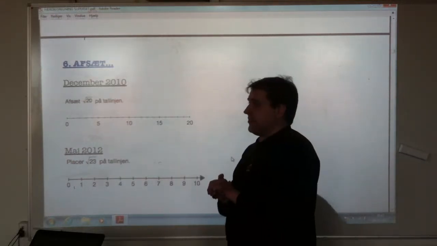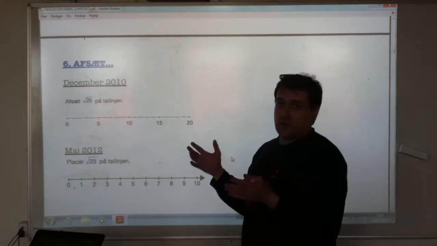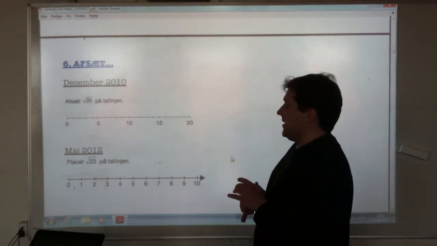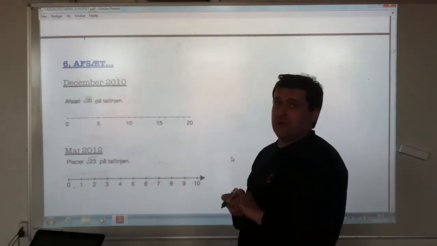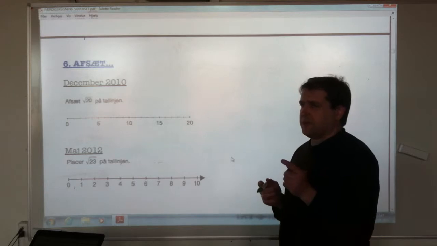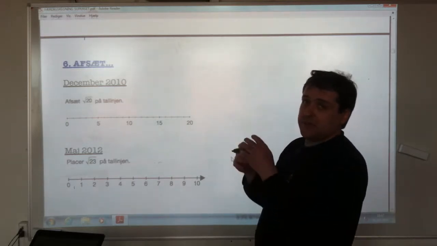Okay, there's a couple of questions here on placing a number, a square root, on a number line. Now, it asks us about the square root of 20. Try and think about square numbers that are just above and below that.